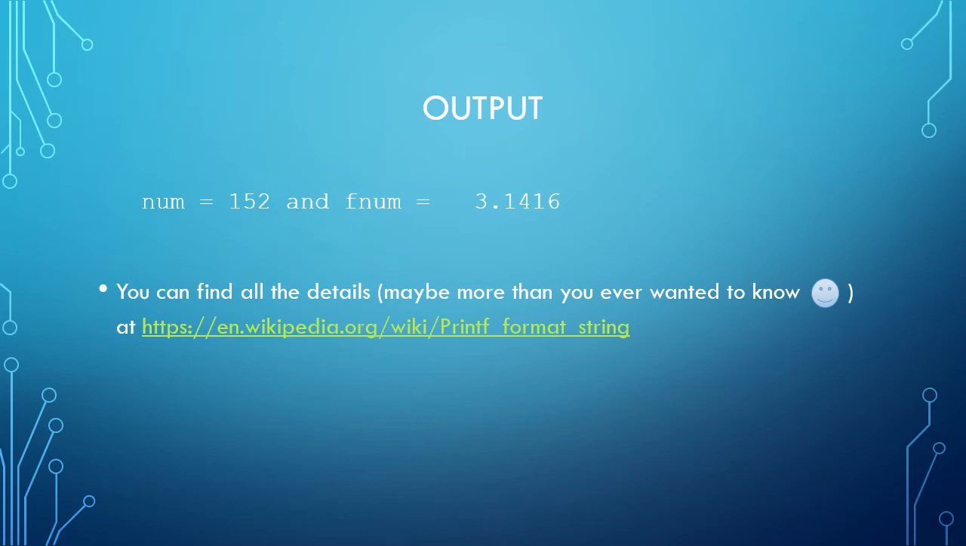And for the float, since we used %8.4f, we have 4 after the decimal point, 1 for the decimal point, 1 for the 3, that's 6 characters. And so we have 2 leading blanks to fill up the full 8 characters that we requested. You can find all the details about this, maybe more than you ever wanted to know, at the following link on the Wikipedia page for the printf format string.